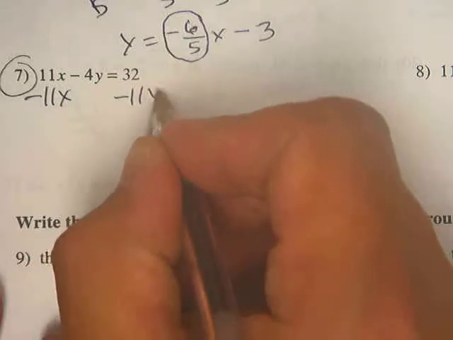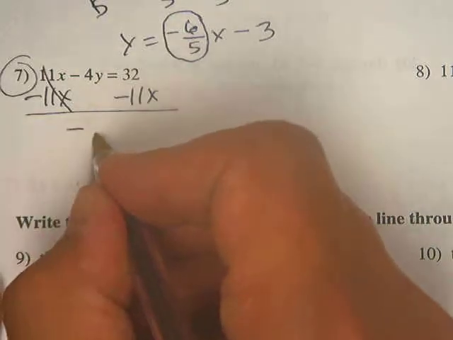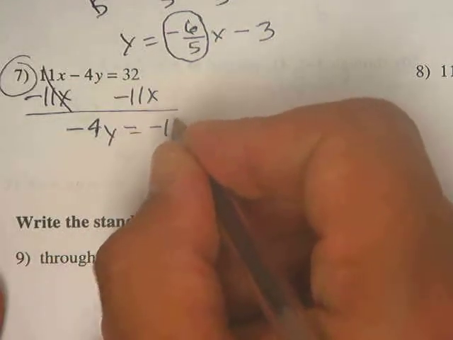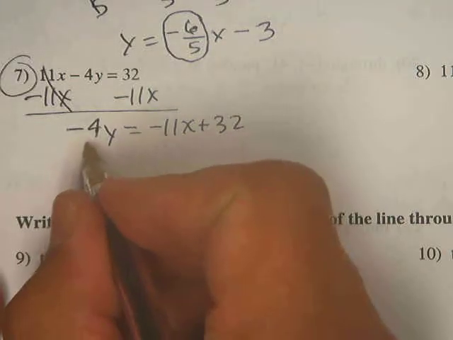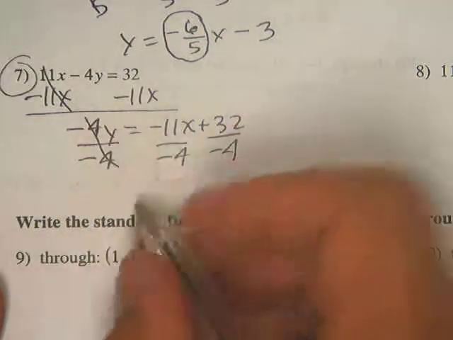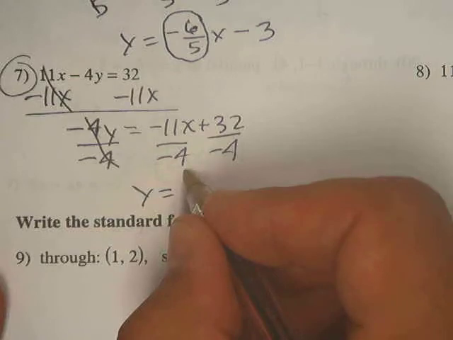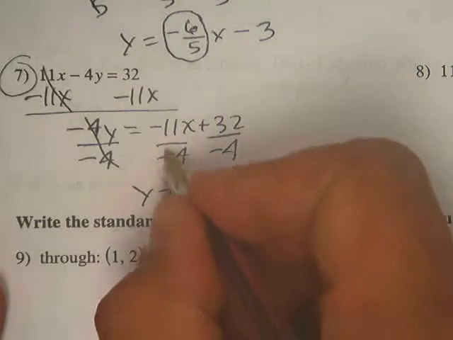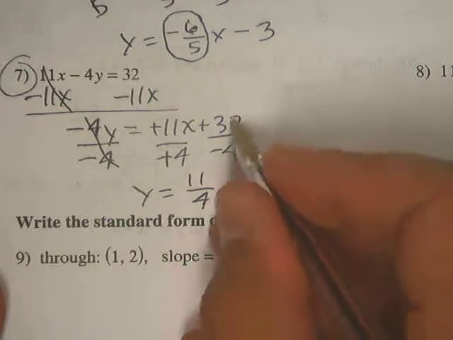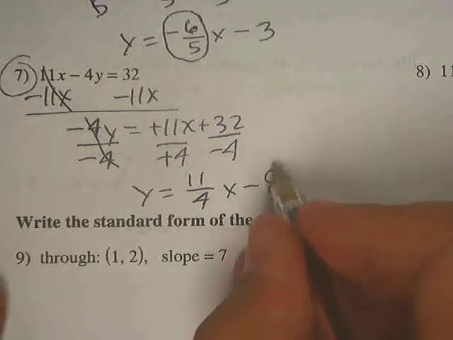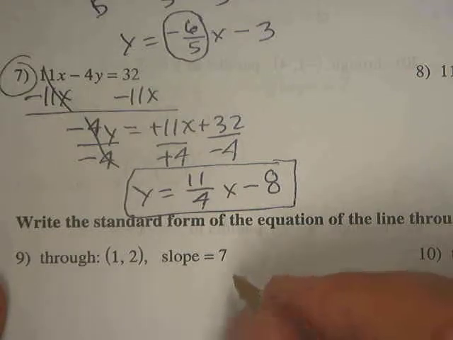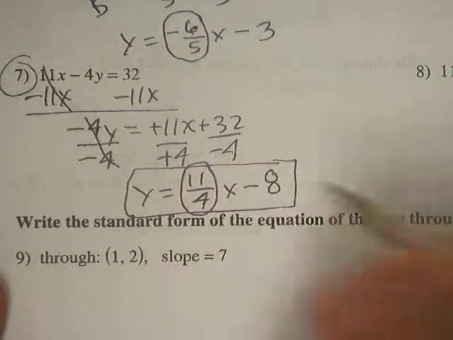All right, last problem I'm going to do is this one down here. To get y's over here, I have to move this 11x, so it means I subtract 11x from each side. So I end up with negative 4x, or I'm sorry, negative 4y equals negative 11x plus 32. And I divide by negative 4. Do that all the way across. So y is equal to negative 11 over negative 4. Both the negatives turn to a positive. So it becomes 11/4 x. 32 divided by negative 4 is negative 8.